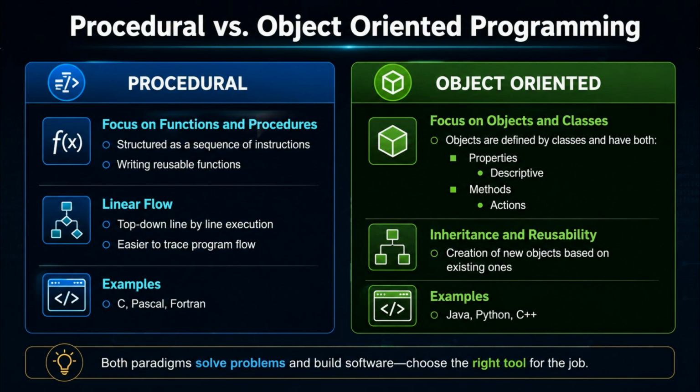Procedural programming focuses on functions and procedures, structured as a sequence of instructions with reusable functions and a linear, top-down flow, easier to trace step by step. C, Pascal, and Fortran are procedural languages. Object-oriented programming focuses on objects and classes instead. Objects have properties, which describe them, and methods, which are actions they can perform, with inheritance letting you create new objects based on existing ones. Java, Python, and C++ all support this style.